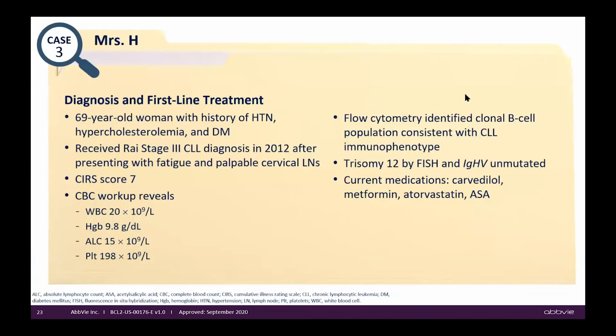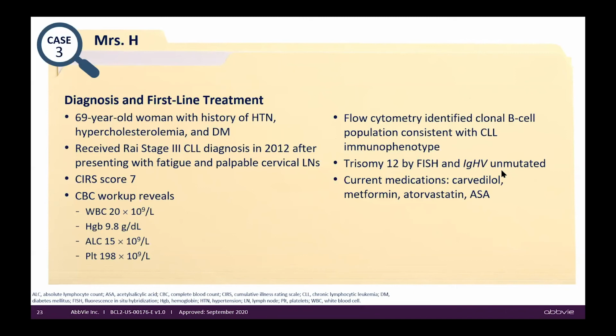And this leads us into our next case, Mrs. H. Mrs. H is a 69-year-old woman with a history of hypertension, hypercholesterolemia, and diabetes mellitus. She was diagnosed with Rai stage 3 CLL in 2012 after presenting with fatigue and palpable cervical lymph nodes. She has a CIRS score of 7, CBC revealing a WBC of 20, hemoglobin of 9.8, ALC of 15, and platelets of 198. Flow cytometry revealed a clonal B cell population consistent with CLL immunophenotype. FISH revealed trisomy 12, and she is IGHV unmutated.